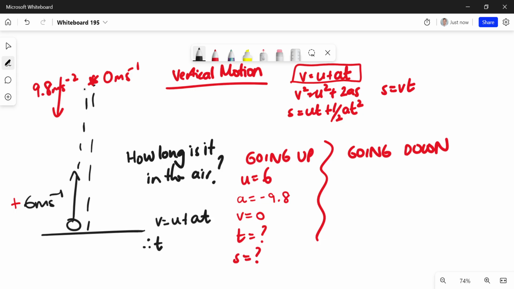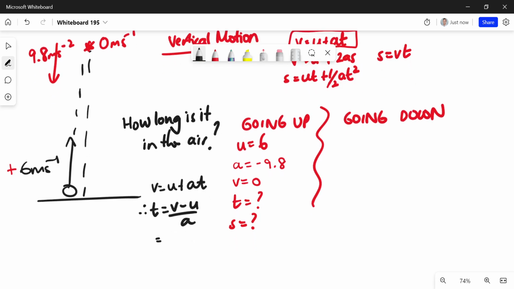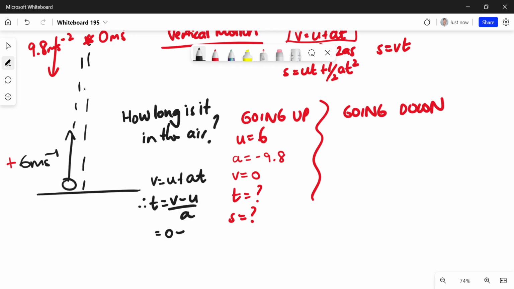If I rearrange that for t, I get v take u over a, because I've been added by u and I've been multiplied by a, so I do the opposite of that. And therefore, if I scroll down, v is 0, u is 6, and I've got negative 9.8. And that gives me a t value for time of 0.61 seconds.